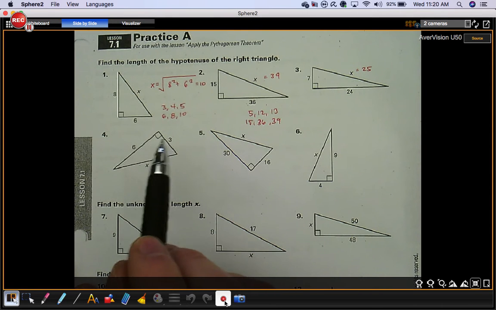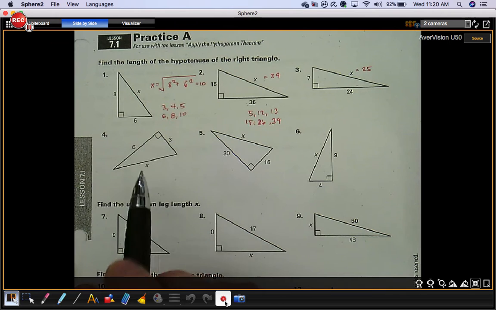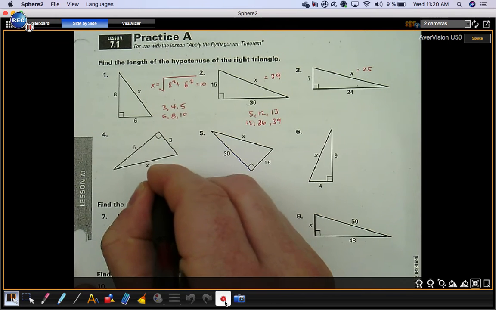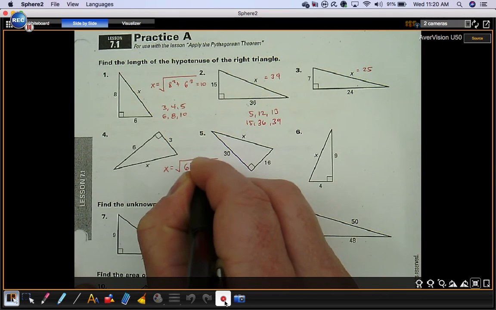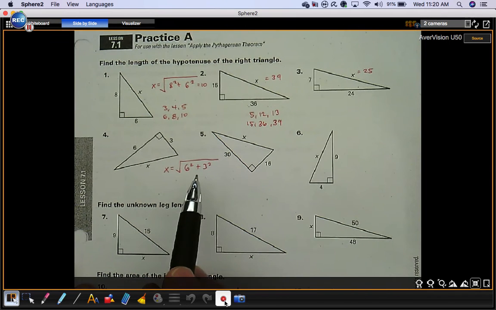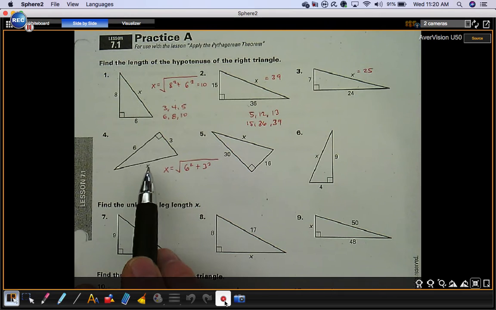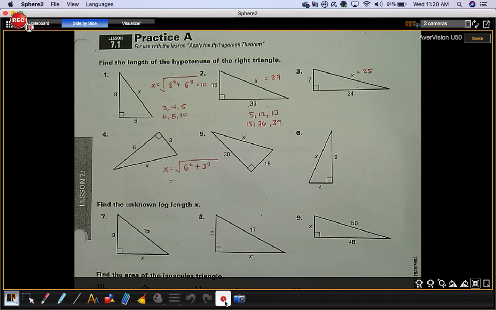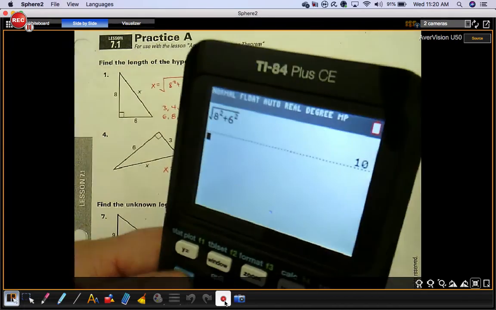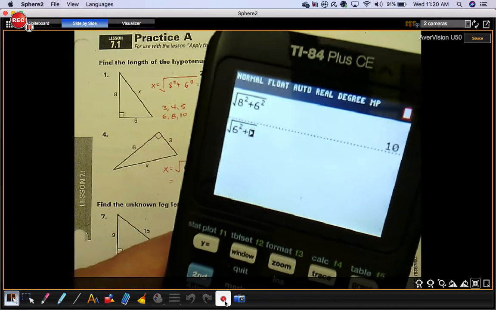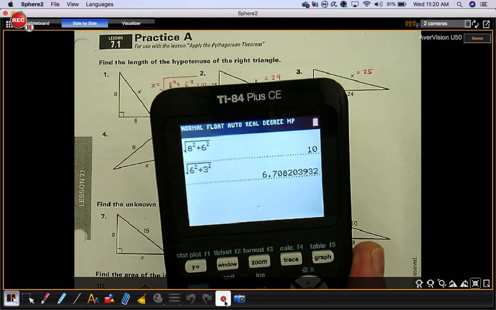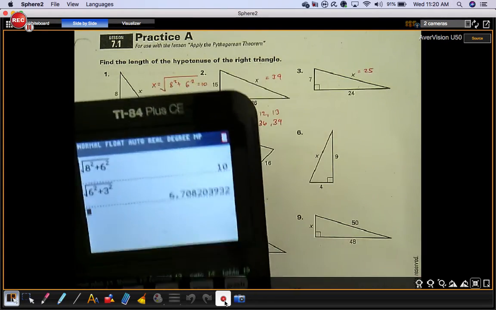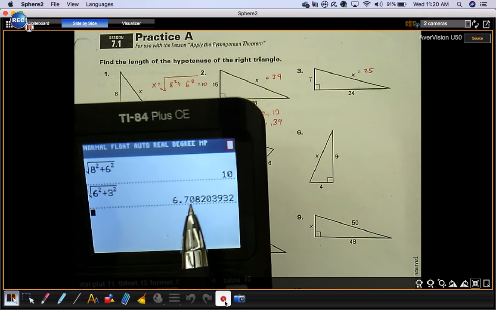Number 4, I have 2 legs. I know this isn't a triple. I know from experience. If you aren't sure, just write it down like this. We're adding because we want the hypotenuse. See how the hypotenuse is across from the right angle? Type that in. Square root of 6 squared plus 3 squared. Now this gives me a decimal. I want to round to 2 decimal places, so I'm going to call this 6.71.